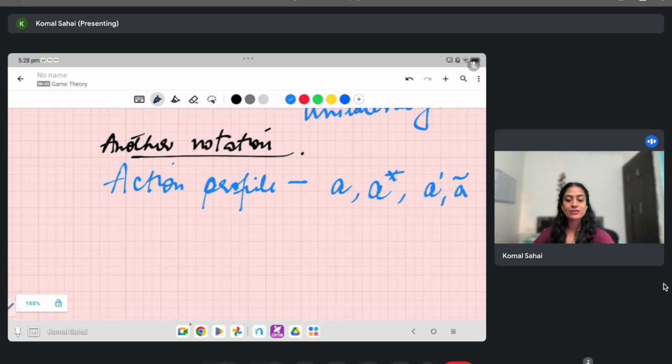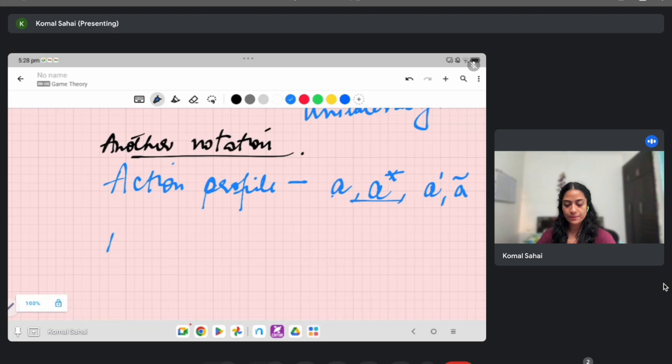So whatever is the superscript that is attached to a, that is giving you different action profiles. इसने कुछ एक set of actions assign किए players को, a star ने कुछ और set of action assign किए, a prime ने कुछ और, a tilde ने कुछ और, ठीक है ना. तो जो superscript है, that will differentiate one action profile from another action profile, right?